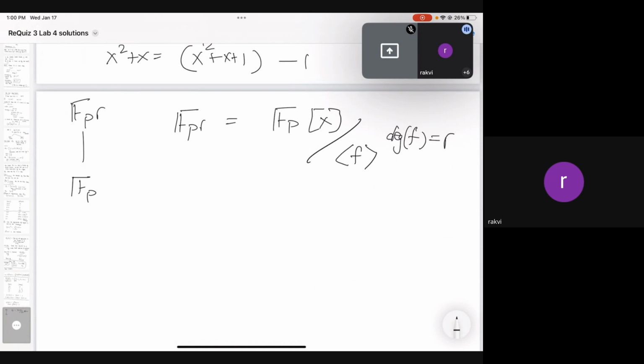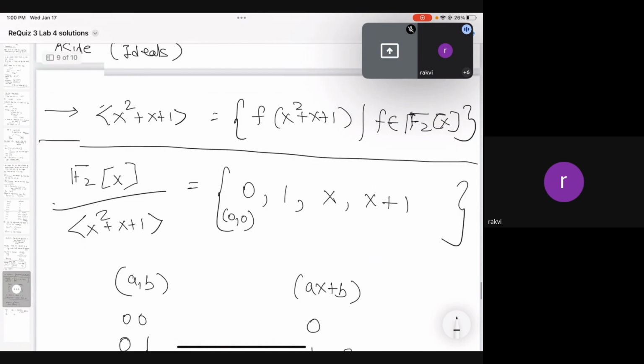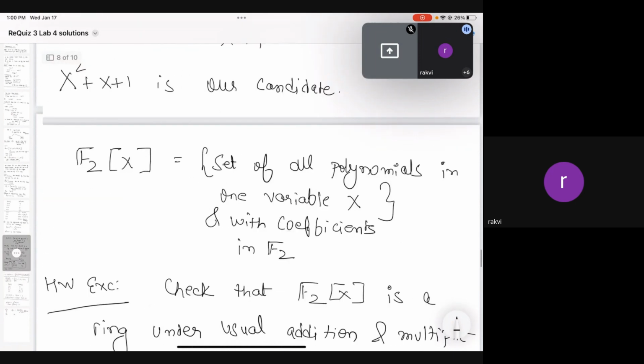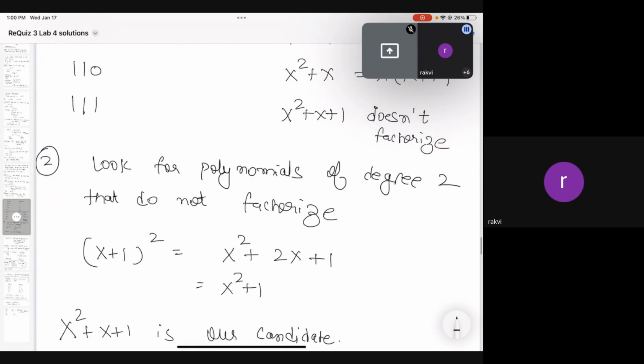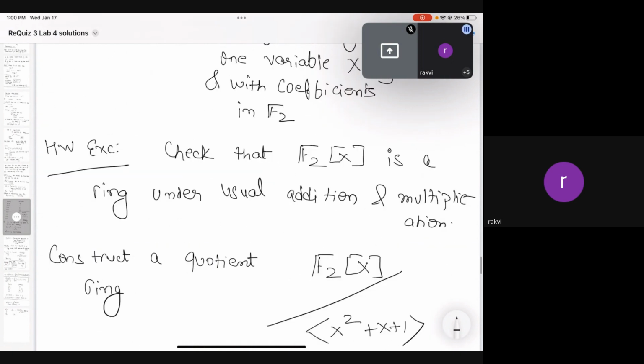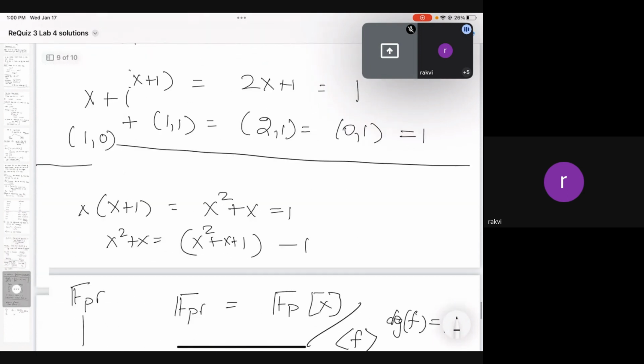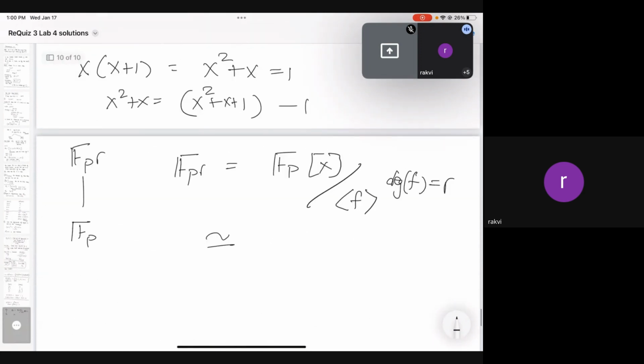And in fact, here is a remarkable theorem. So I said previously, right, that in this example, we were lucky, or not lucky. I mean, this is just a coincidence that when we are looking for degree 2 irreducible polynomials, we found exactly one. But this is not necessarily the case always. Okay. In general, if we are looking for degree r irreducible polynomials over Fp, there can be more than one.